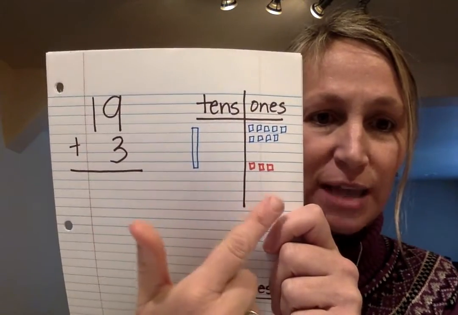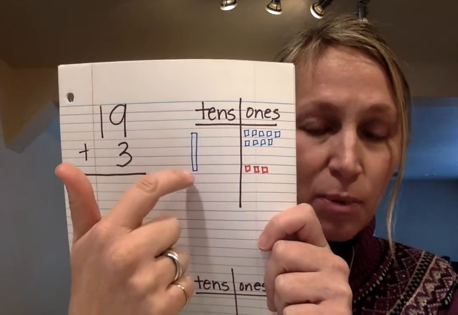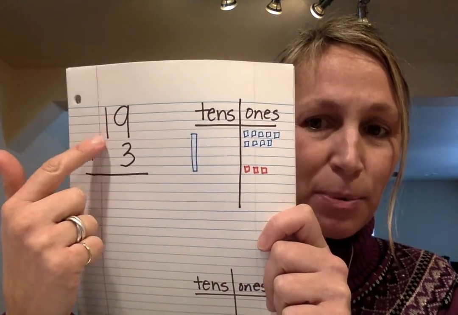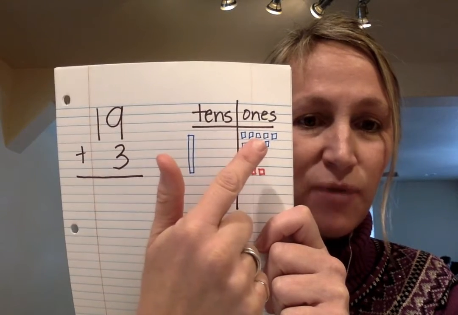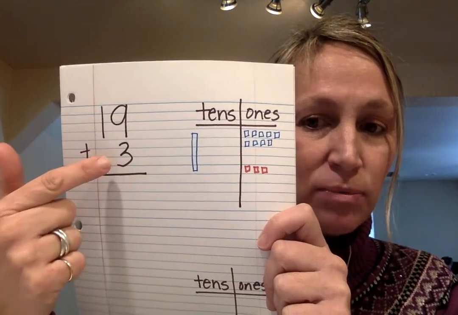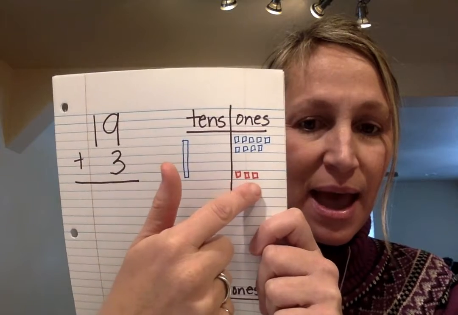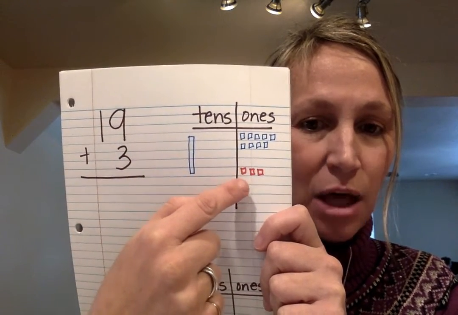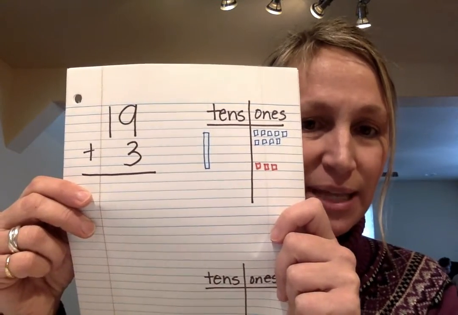So if we were to put this on a place value chart and draw base 10 blocks, with this long one being a rod worth 10 and the little ones being cubes worth 1. To represent 19, we would have 1 ten and 1, 2, 3, 4, 5, 6, 7, 8, 9 ones. And then to represent this 3, we would have nothing in the tens column and 1, 2, 3 in the ones column. So that is how we would represent it.